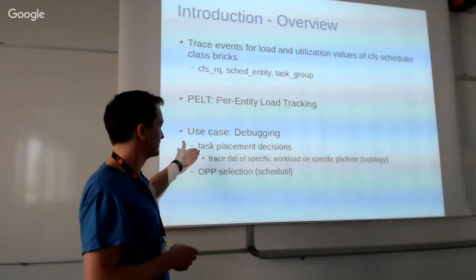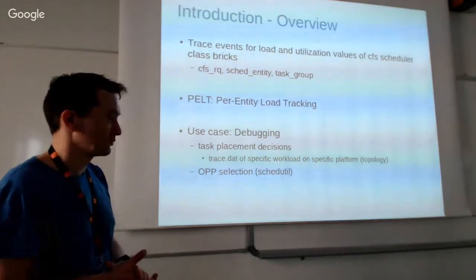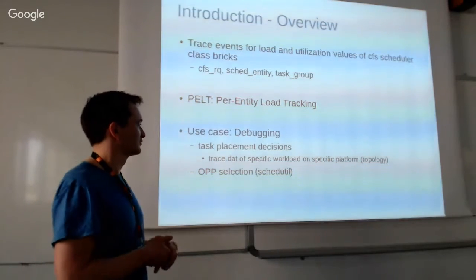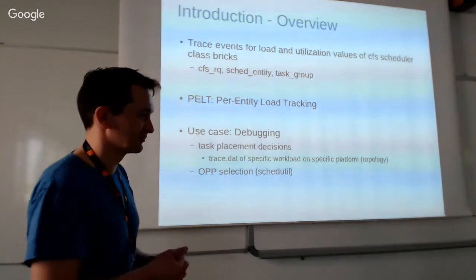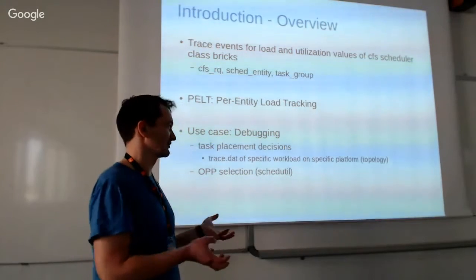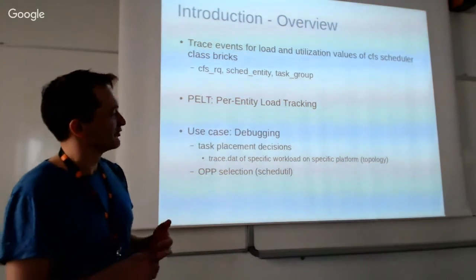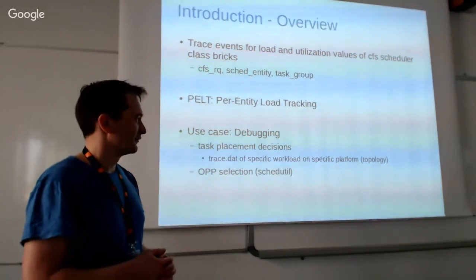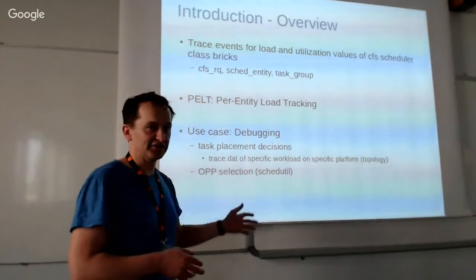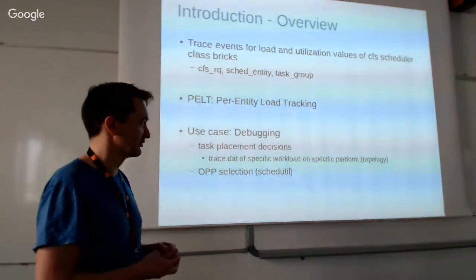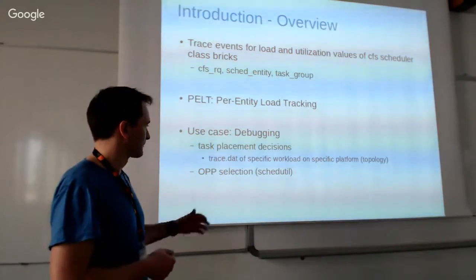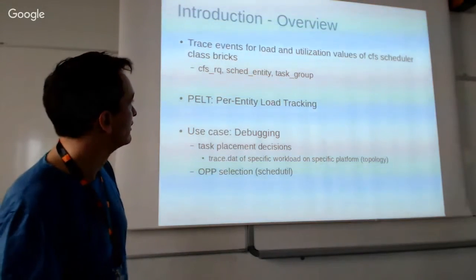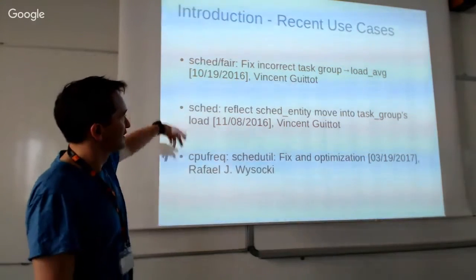And where can this be helpful? I already mentioned this. If we want to debug task placement decisions, because especially with EAS, we get bombarded with a lot of trace files from customers, and they ask us specifically why one of their test tasks is not ending up on CPU 0, but on CPU 2 at this moment. And then for us, it would be nice if we can have those signals to tell them what's really going on with the scheduler underneath the hood. Another thing is OPP selection, the talk we had this morning.